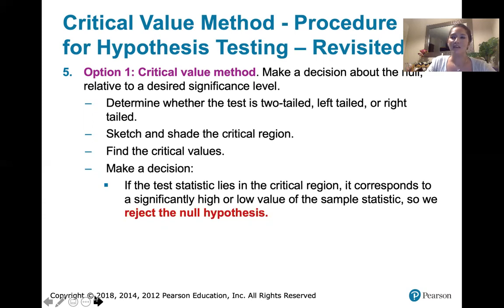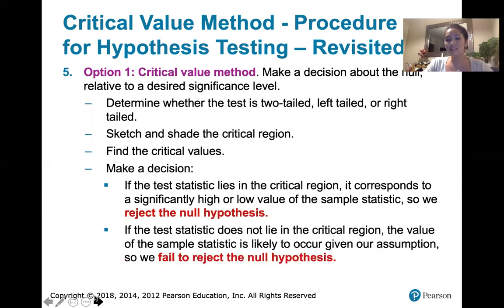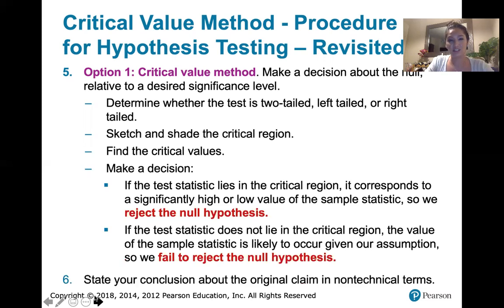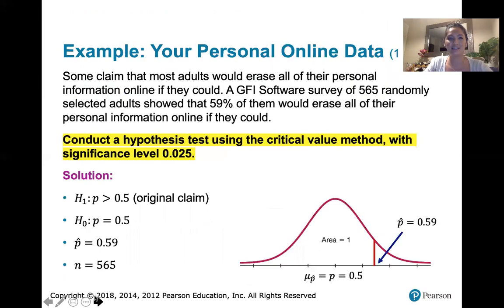Then we're going to say, well, if this value is significantly high or low, that means it's very improbable, given that our null hypothesis is true. So we're going to say, since it's improbable that it should happen, but it's happening, the null hypothesis must be wrong. So we'll reject the null. Now, if the test statistic does not lie in the critical region, the value of the sample statistic in that case is likely to occur given our assumption. So in that case, we fail to reject the null. And then we state a conclusion about the original claim in non-technical terms. That's how we finish up our hypothesis test every time.